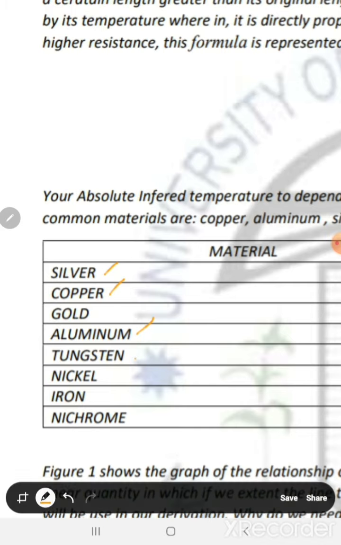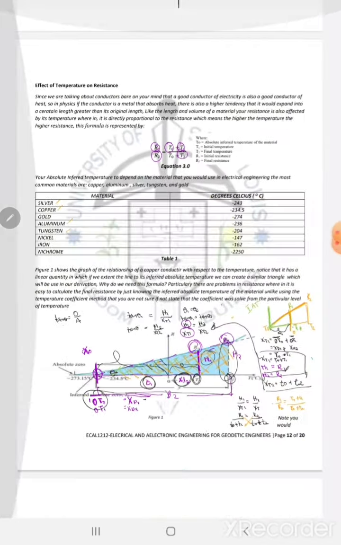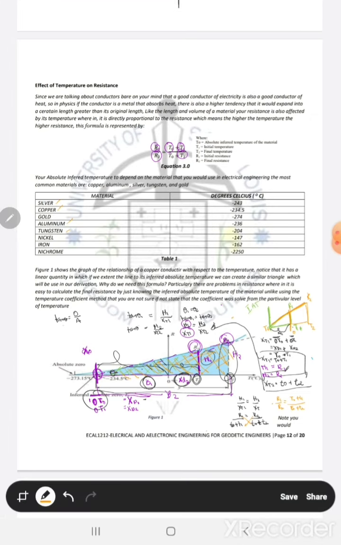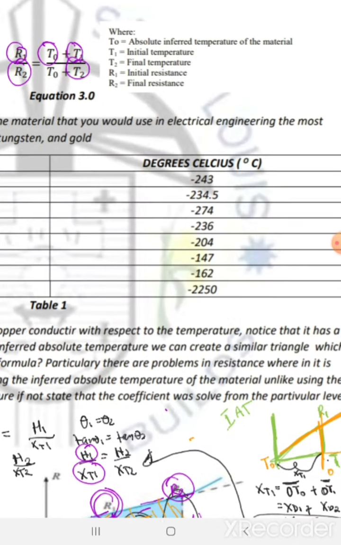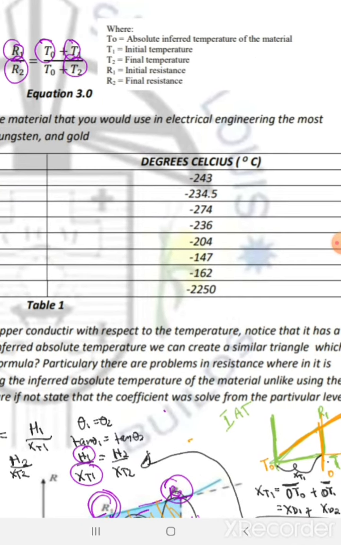Okay, and also your tungsten para sa mga bulbs. So, you should know or memorize those temperature, inferred absolute temperature. Okay? Sir, pag plinag-in po ba namin sa formula, mag-negative pa rin yung gagamitin namin? No. You should always use the absolute value of this one. Unless, iba yung pinang-derive mo.